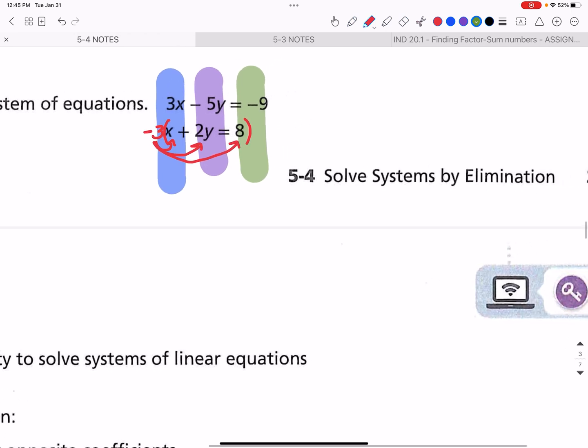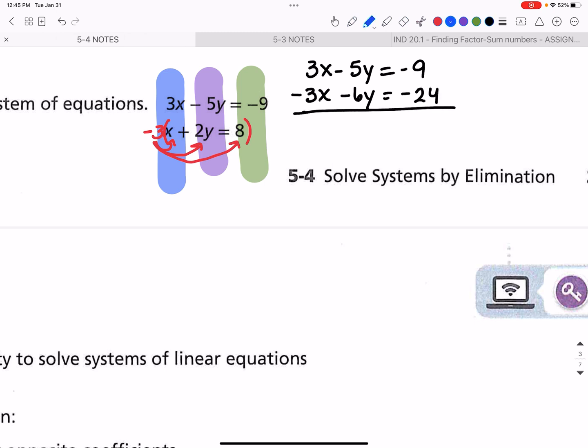Okay, so the top equation, I'm not messing with at all, so I'm just going to rewrite it just as it is. 3x minus 5y equals negative 9. Okay, I didn't change anything. The bottom equation, I multiplied everything by a negative 3. That forced that bottom x to be negative 3x, which is great. That's what I wanted. Negative 3 times 2y is negative 6y, and negative 3 times 8 is negative 24.